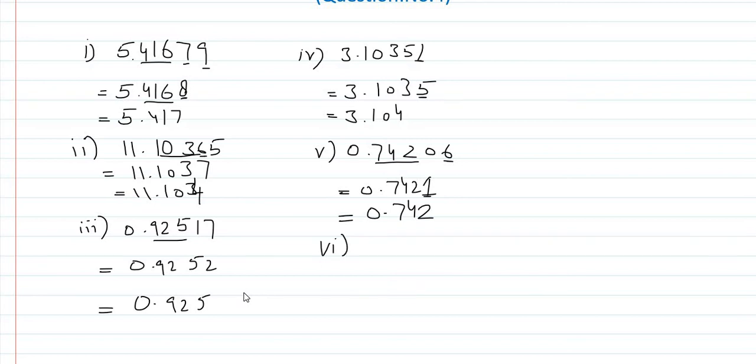Part number 6, 23.15147. When 7 is greater than 5, so we add 1 in the next digit, here we get 5. Here, 23.15, as 5 is equal to 5, we add 1 in the next digit, here we get 2. So this is the answer.